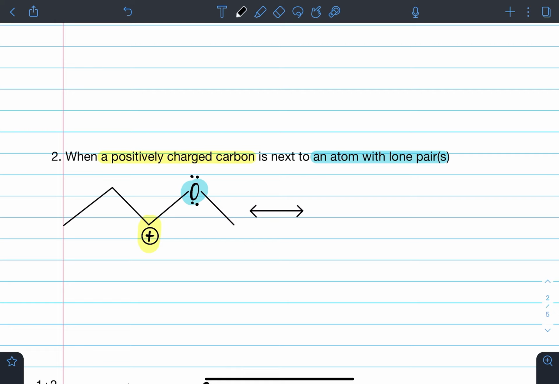Okay, let's see who's gonna initiate the process of resonance. In the first example, it was the movement of the pi bond. In this case, it will be the movement of the lone pair, the 2 electrons, aka lone pair, right? It doesn't matter if it's this set of lone pair or that set of lone pair that moves. What you need to know is resonance is essentially the movement or rearrangement or redistribution of electrons.